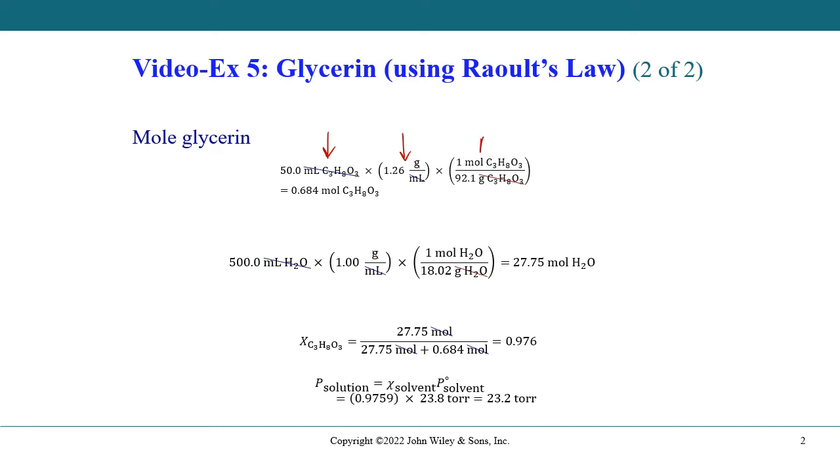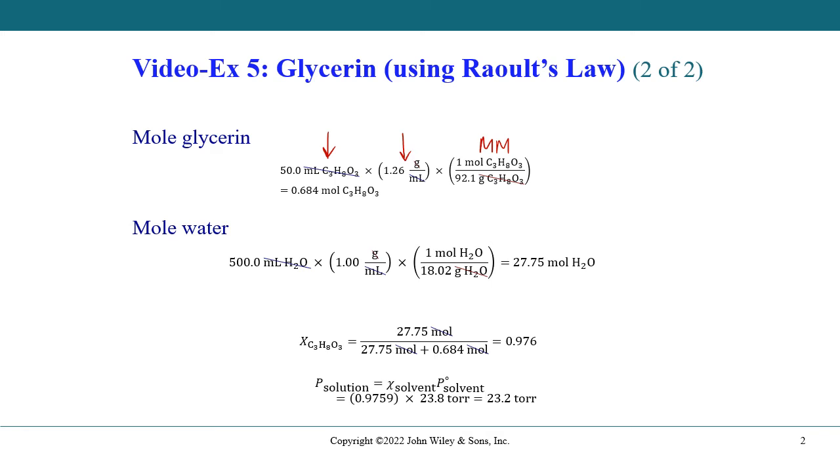Once we have the mass, we can then use the molar mass to find the number of moles. So this is the molar mass, and you see that the units cancel as we need them, and we work out that the number of moles of glycerine is 0.684 moles. In order to determine the number of moles of water, we do exactly the same thing. We know the density of pure water is 1 gram per milliliter.